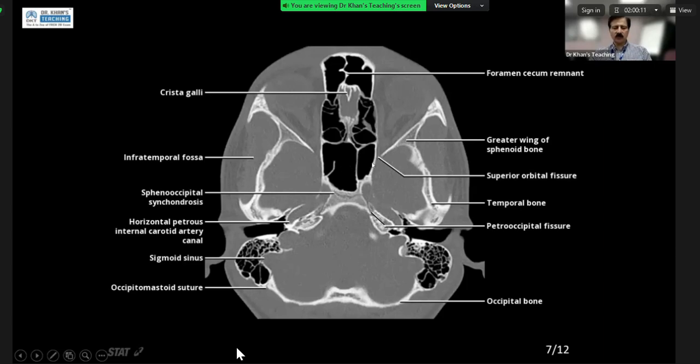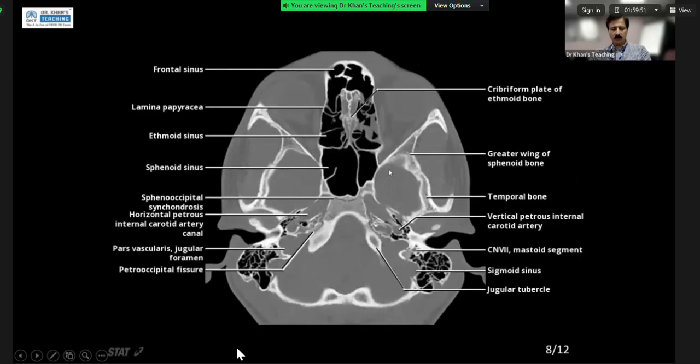Now sphenoid sinus. Now if you look carefully, you can see the optic nerve here. And this is the superior orbital fissure. And then the globes are visible, ethmoid sinus. Actually, you can see the medial rectus and the lateral rectus muscle also. Now, next slide.